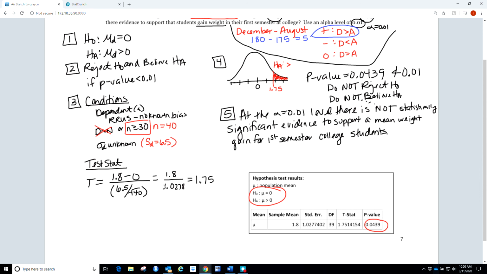In the next video, I'll show you how to get the StatCrunch output. But again, it's kind of showing where we saw some numbers. So of course, the p-value is there for us. But if I go back and look at my test statistic, notice that the 1.75 is showing up there. This 1.0278 is our standard error. And that sample mean is that 1.8 that we used. So again, in the next video, I'll show you how to get that StatCrunch output.